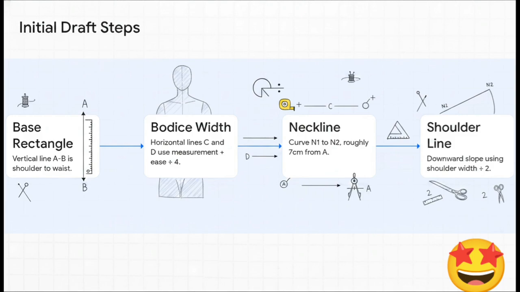Step 1, frames or canvas. You're going to draw a vertical line equal to your shoulder to waist measurement, starting from point A at the very top down to point B. Okay, for step 2, we need our width.